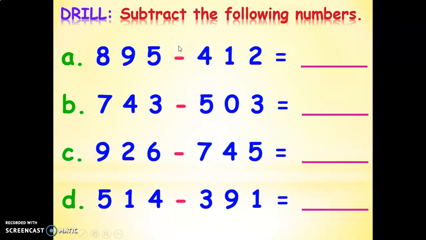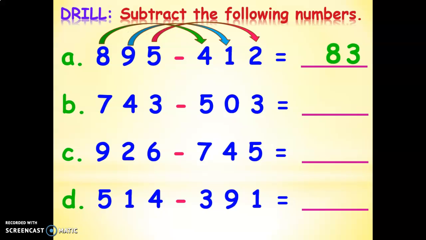So for letter A, starting from ones place, that's 5 minus 2. The answer is 3. Going to tens place, we have 9 minus 1. The answer is 8. In hundreds place, 8 minus 4 equals 4. The answer for letter A is 483. Now how about for letter B? Starting from ones place, 3 minus 3 equals 0. 4 minus 0 equals 4. And 7 minus 5 equals 2. The answer for letter B is 240.